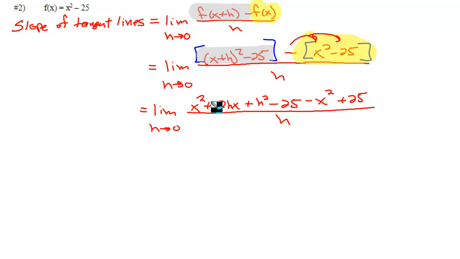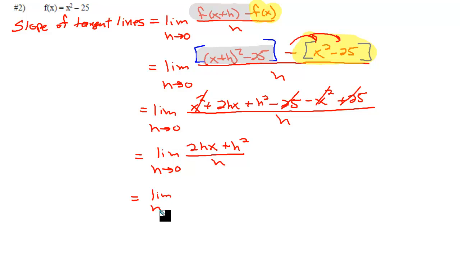At this point, in every problem, things should cancel. X squared minus 25 plus 25 cancels. What you have left, each term that you have left should have an h in it. If it doesn't, then with 100% certainty, you've made a mistake. At this point, we can factor an h out of the numerator, giving us 2x plus h in the parentheses.